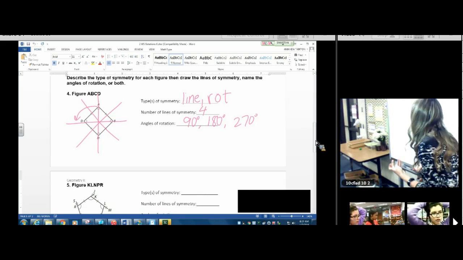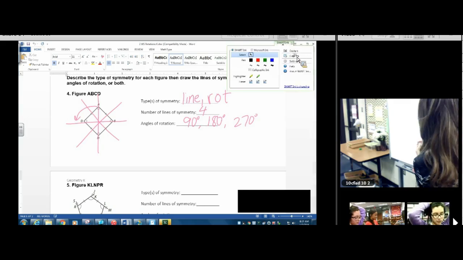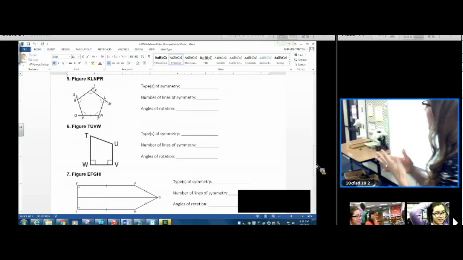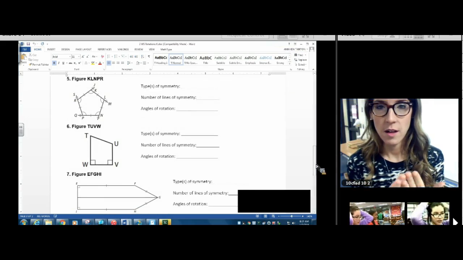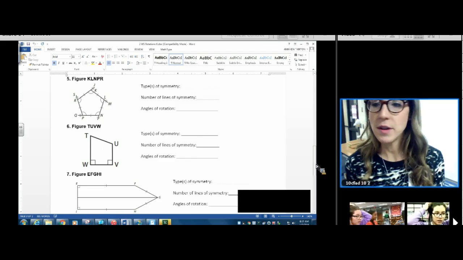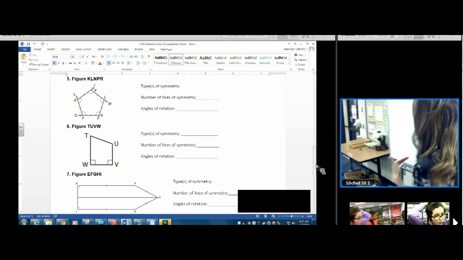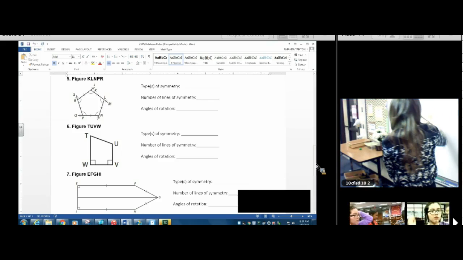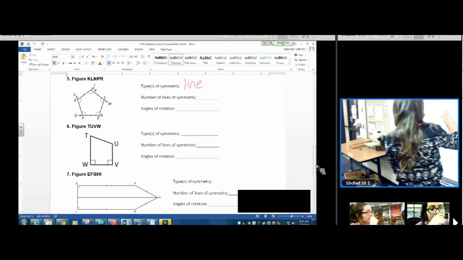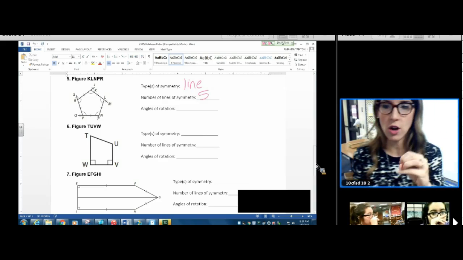Okay, so let's do number 5. Number 5 is also a regular polygon. That's a pentagon. How do I know it's regular? All sides have tick marks, all angles have arcs. So I already know it definitely has line symmetry, and I know how many it has. It's a pentagon, so it has 5. I'm not even going to draw them.